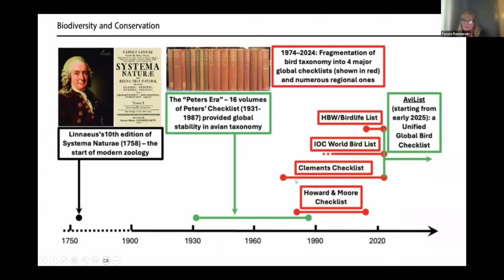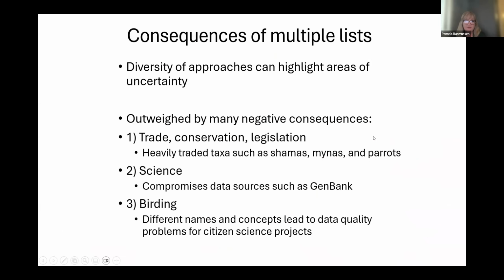Okay, so here we have the development of these 4 major checklists, and each was widely adopted. There are others, like on the internet, et cetera, that haven't been so widely adopted. And the problem is, well, there's actually one advantage, at least, of having the multiple checklists: that diversity of approach does highlight areas of uncertainty where research is needed, for sure.